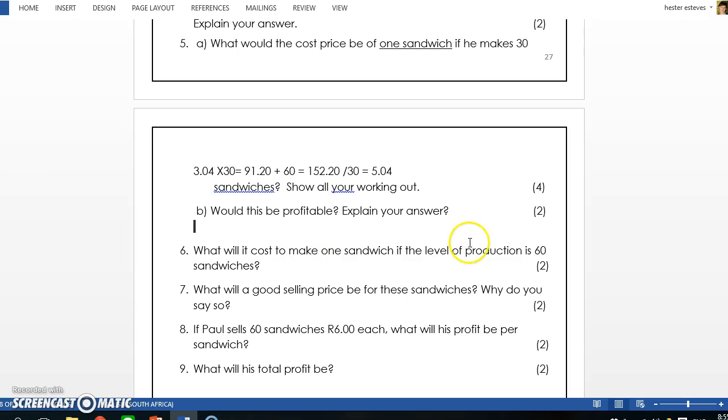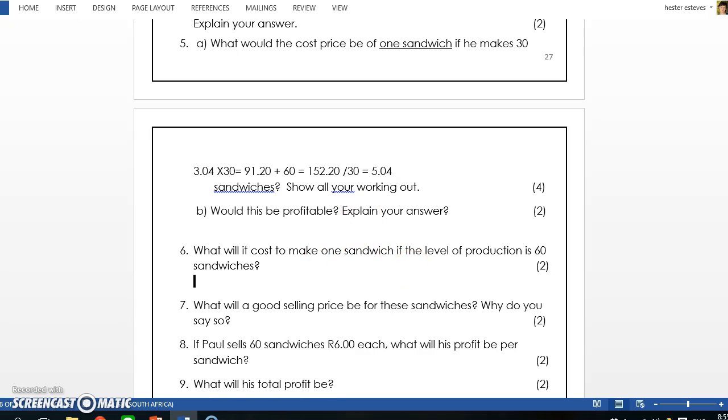So what will it cost for 60 sandwiches? I'm not going to write it all out. It's exactly the same. Now you're going to take a cost price of 3.04, times it by 60. You'll get your answer. Plus your 60 Rand of fixed costs. Get your answer, divide by 60, and you'll find out that each sandwich is now going to cost you less money. Actually, let's work it out so that you can see exactly what I'm saying. There you go.